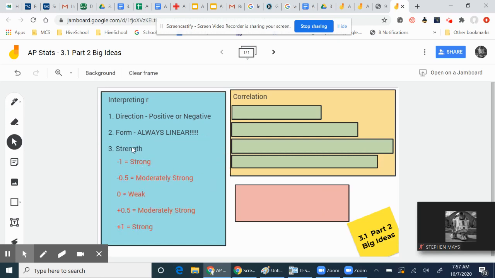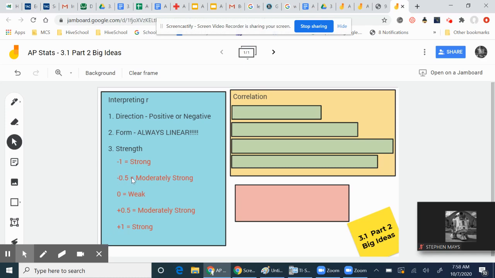Lastly, we want to look at the strength of the relationship, and the value of r helps us describe the strength of the relationship. If we have a -1 or a +1, we're going to say that's a strong or very strong relationship. The closer we get to -1 and the closer we get to +1, the stronger the relationship gets.